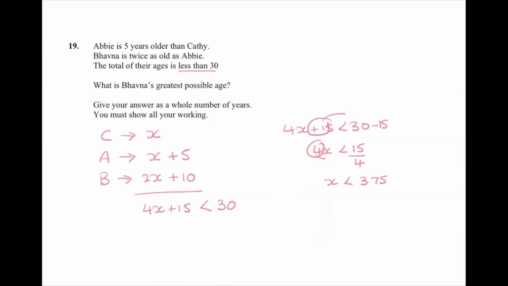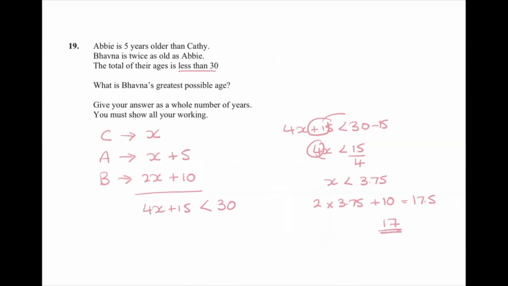So I've got 2 times my x, and then I've got to add 10. That gives me 17.5. I've got to give my answer as a whole number. I'm in the world of less than. So the answer is 17.